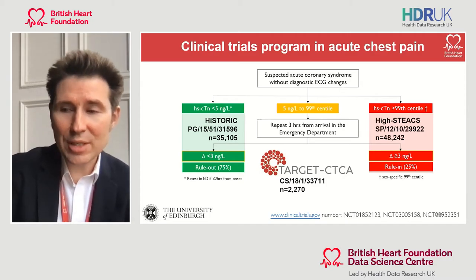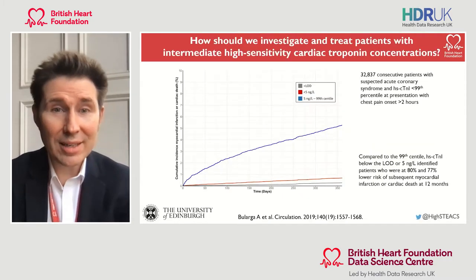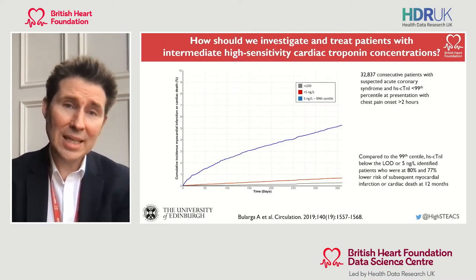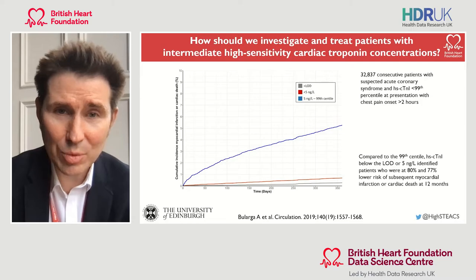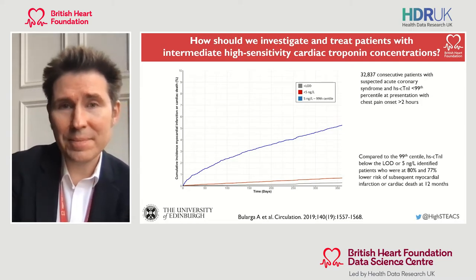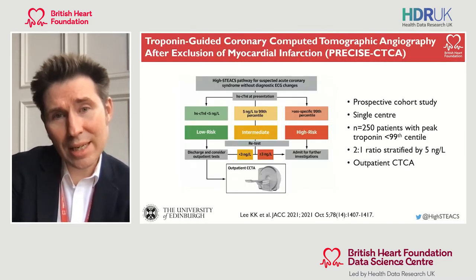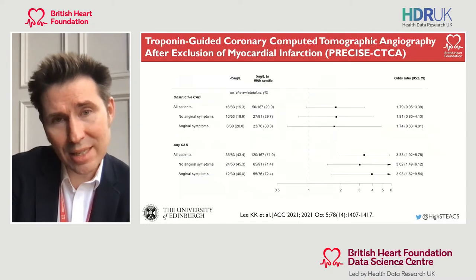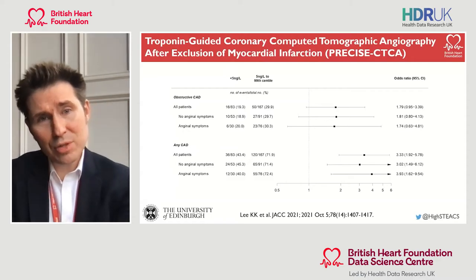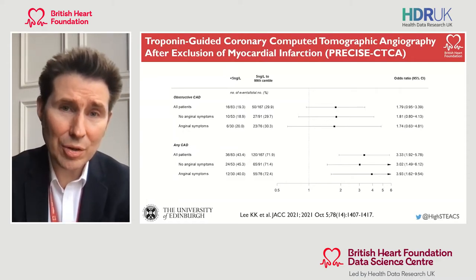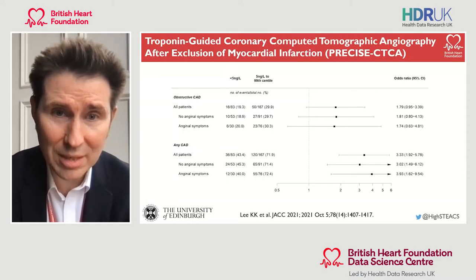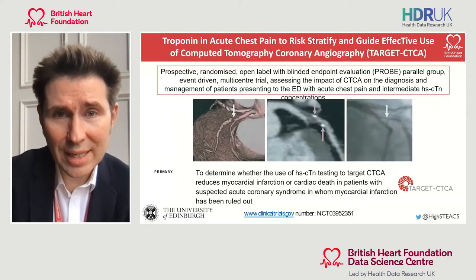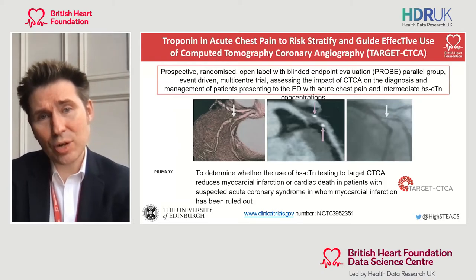There is a group of patients in the middle who are currently neither low risk nor high risk, but intermediate risk. Routine data tells us they're 10 times more likely to have an event at 1 year than those that are low risk. So our next phase is really merging biomarkers and imaging and using CT in this population. We've demonstrated in our pilot study that you're three times more likely to have coronary disease if you're intermediate risk than if you're low risk. And we're conducting our next trial as a CT trial.